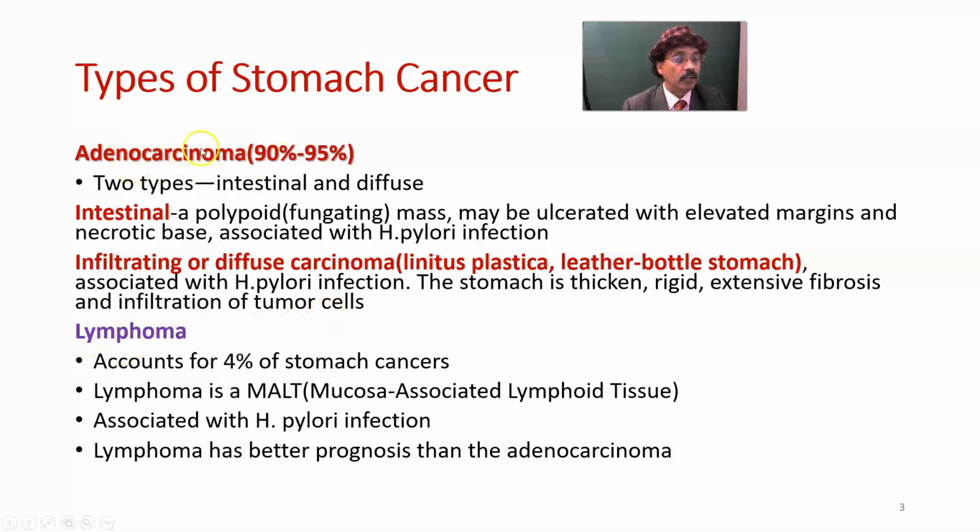This is adenocarcinoma. It comprises 90 to 95% of all stomach cancer. Second most common is lymphoma, accounting for 4% of stomach cancer. Lymphoma is a MALT tumor. MALT means mucosa-associated lymphoid tissue. Associated with Helicobacter pylori infection, lymphoma has better prognosis than the adenocarcinoma.